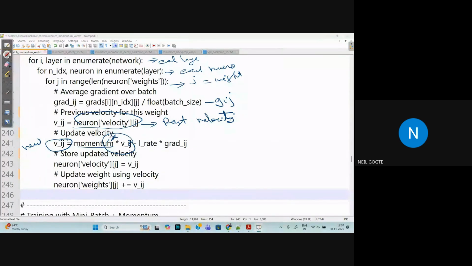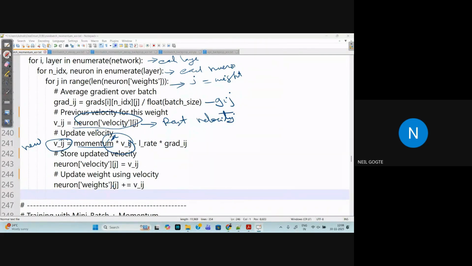That is, we are taking the old velocity, multiplying it by mu, deciding how much of that old velocity you want to remember. And then applying the learning rate times the gradient. This is the old stuff, learning rate into gradient J. And then neuron velocity J is equal to Vij. Again, I am remembering whatever I have applied, and I am now applying it to the weights. See, this is the weight getting updated.